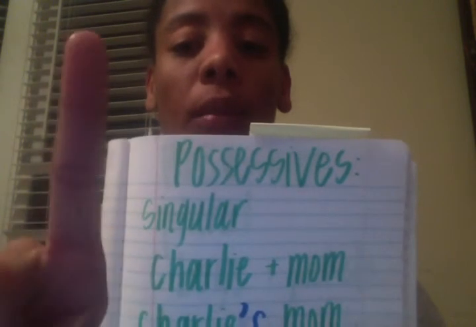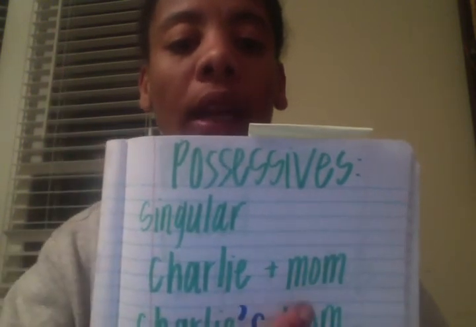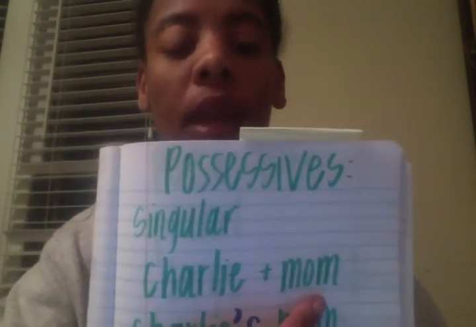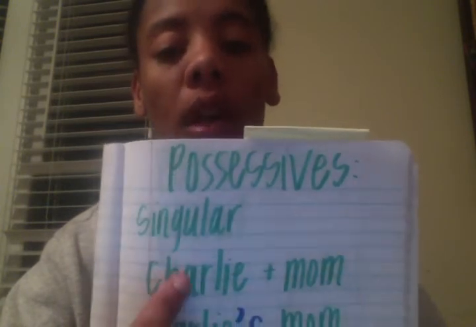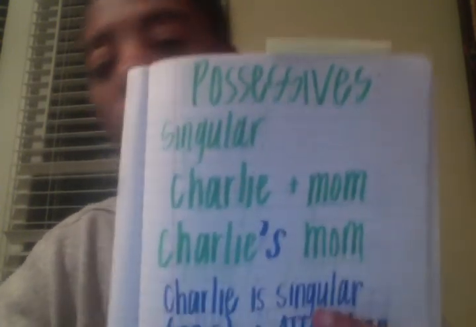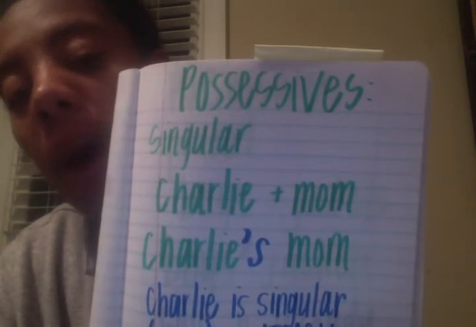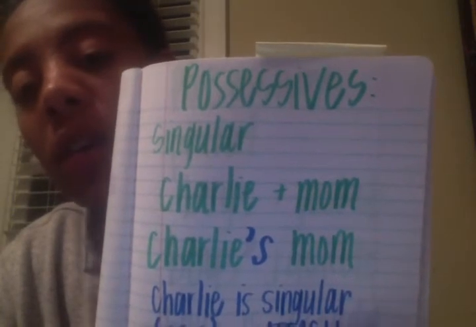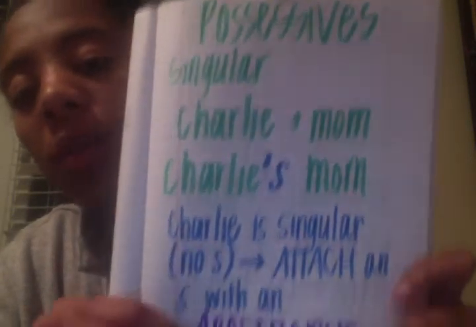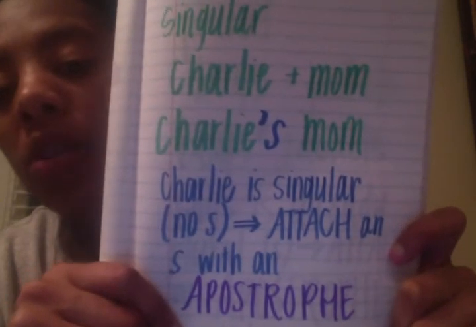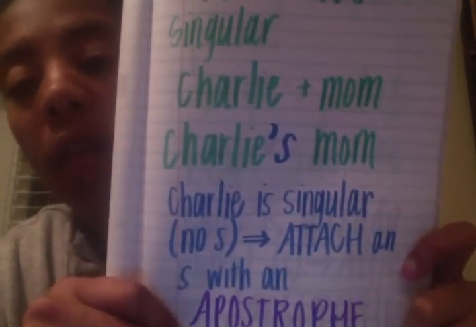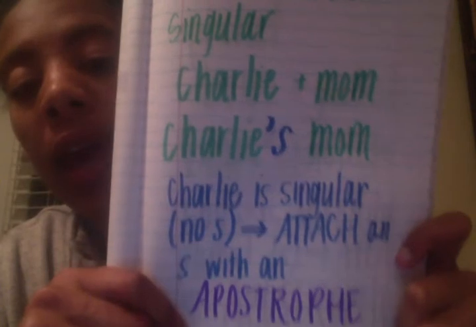So here we have the singular noun Charlie. Charlie is one boy, and he owns his mom. His mom belongs to Charlie. So that changes into Charlie's mom. Charlie's mom. Because Charlie was singular, we had to attach or hook on the S using an apostrophe.